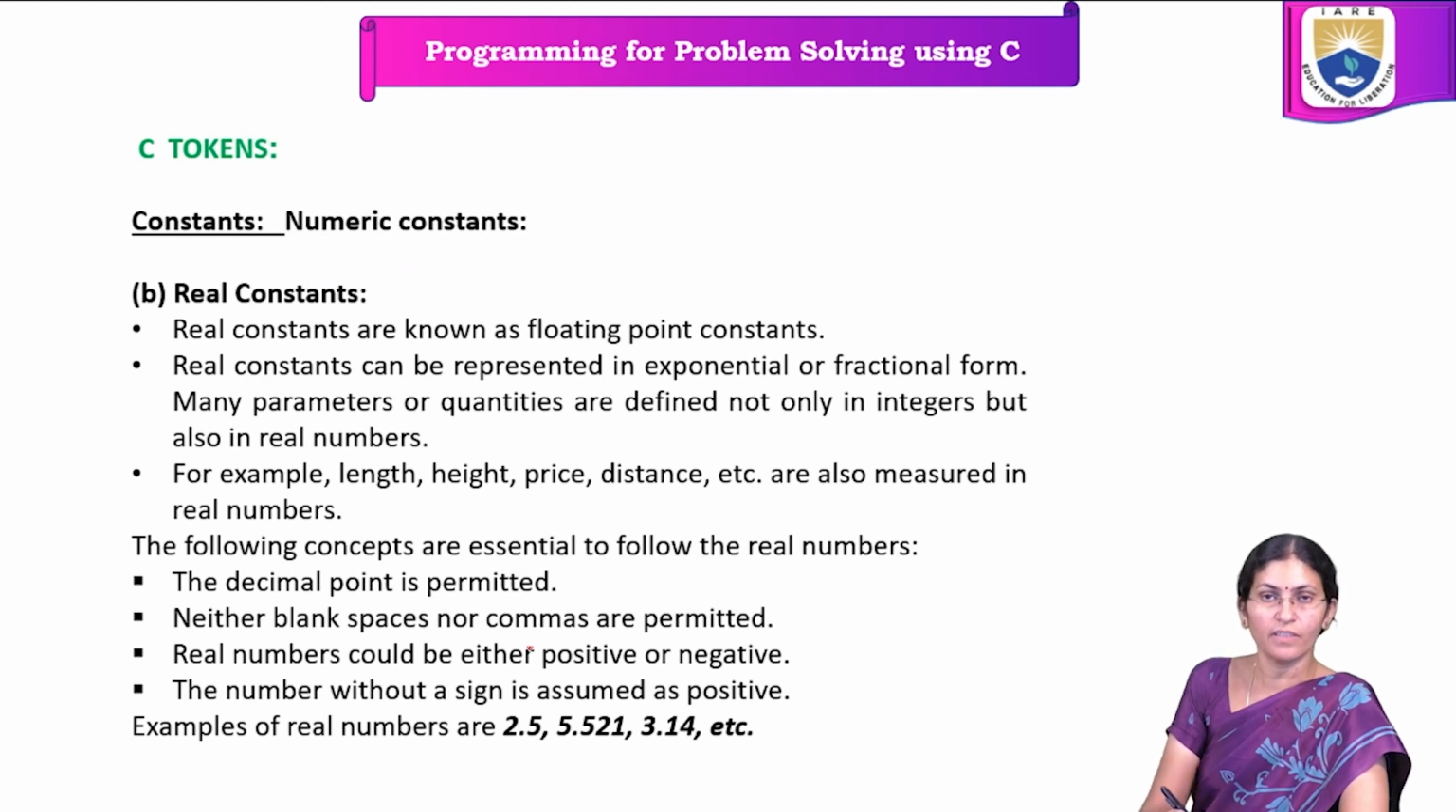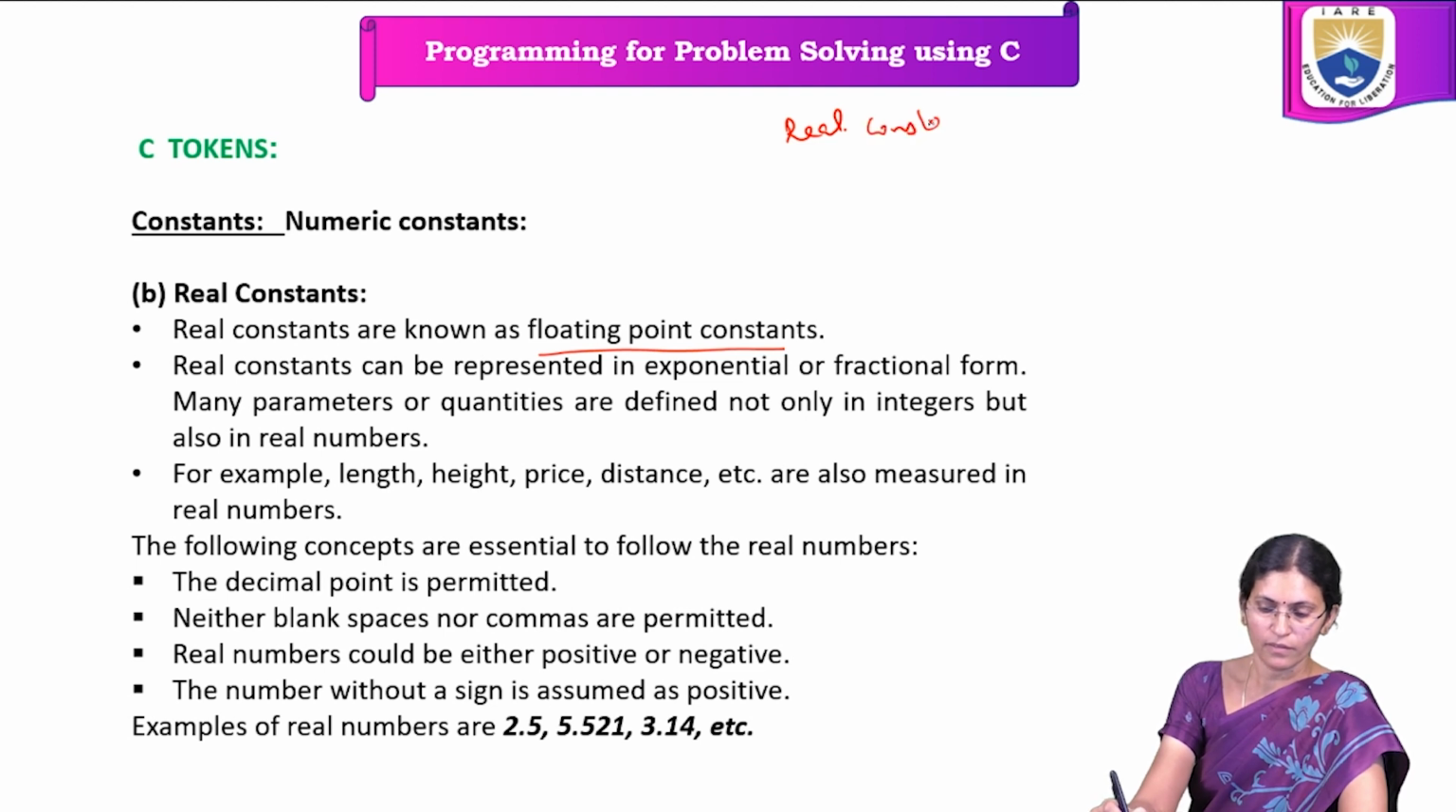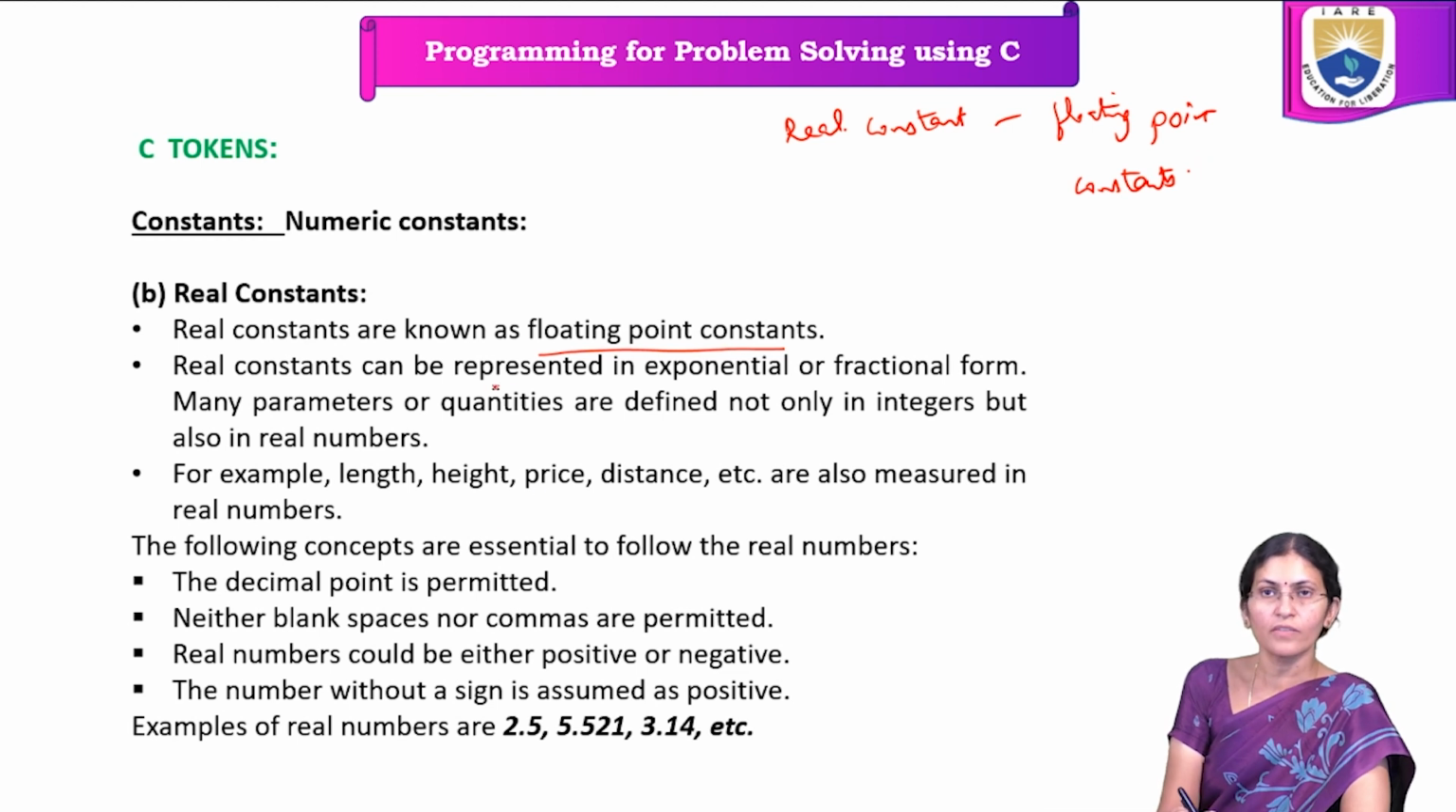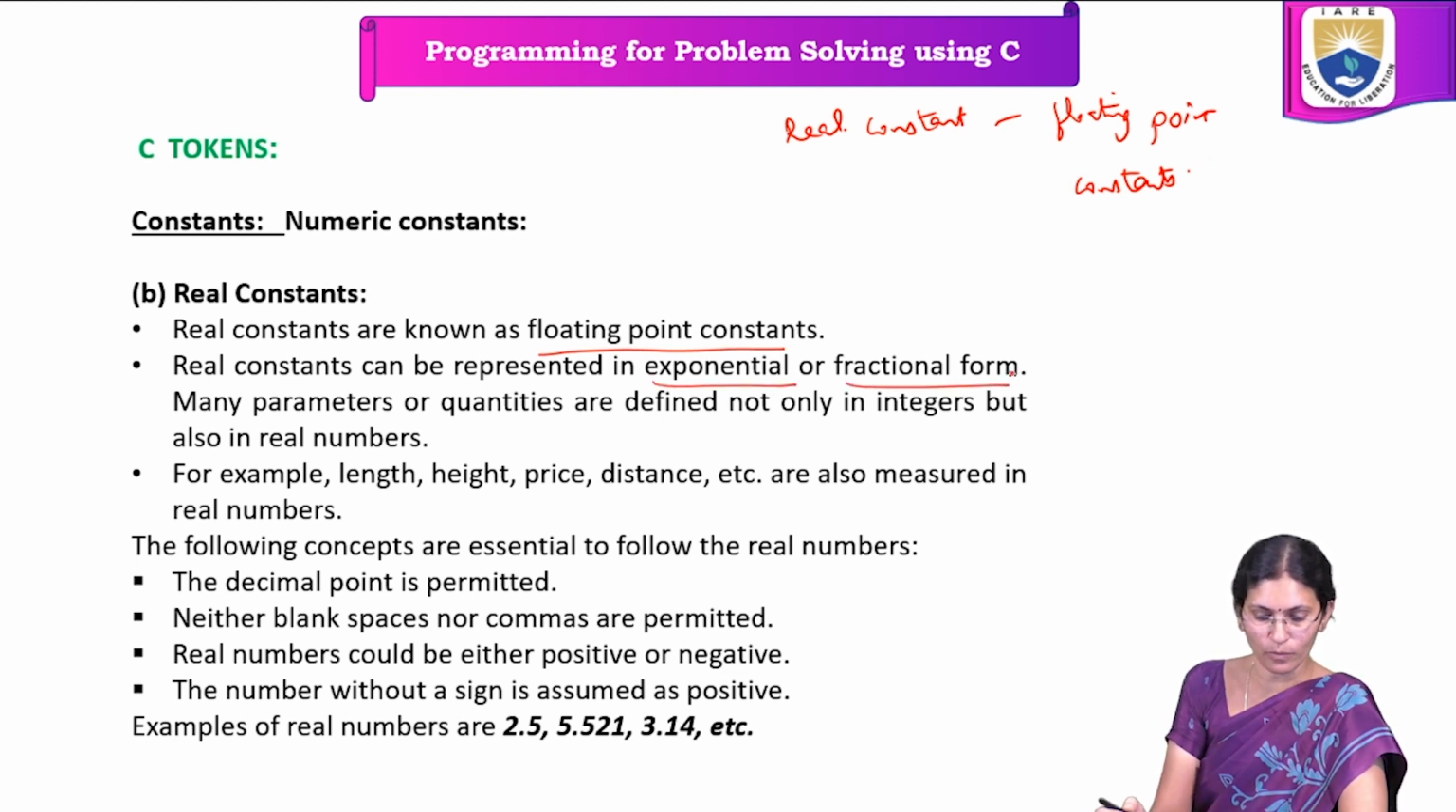Next, in numeric constants, the next one is the real constant. So what are real constants? Real constants are also known as floating point constants. We can represent them in exponential or fractional form.